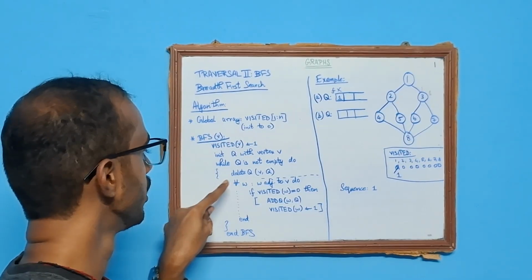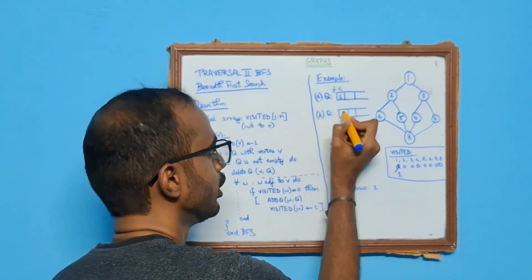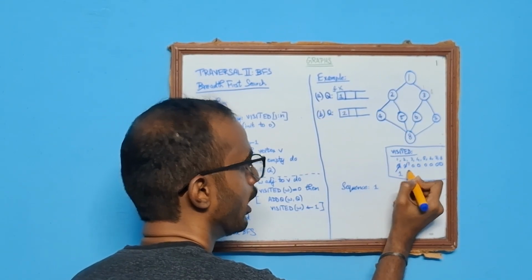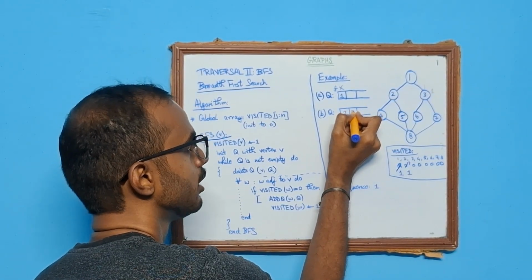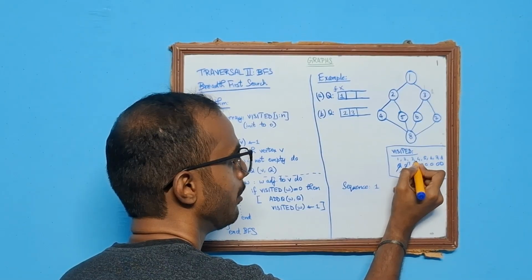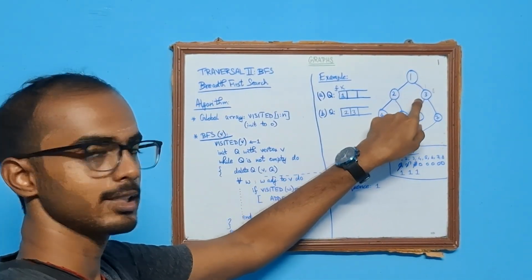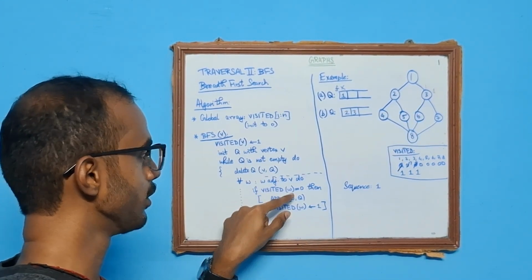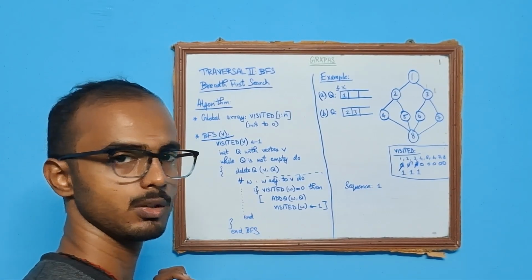Now for 2 we have to go and see if visited is 0. Yes. Now add it to the queue and make the visited 1. Now for the next adjacent vertex of 1, which is 3, add it to the queue and make this 1, because there are 2 vertices adjacent to 1. For each of them, if the visited was 0, make the visited 1 and then add it to the queue. That's it. These are the 2 steps that you have to do.